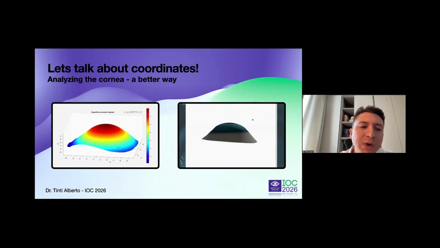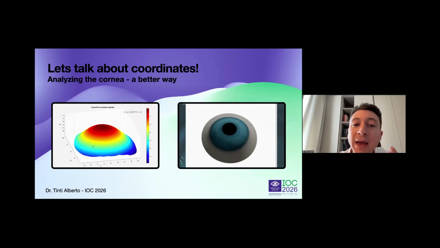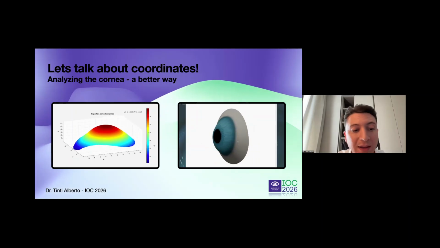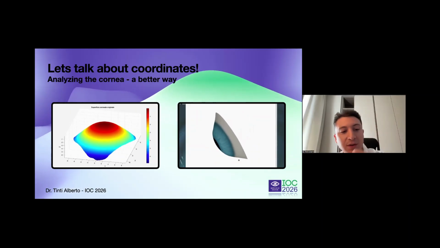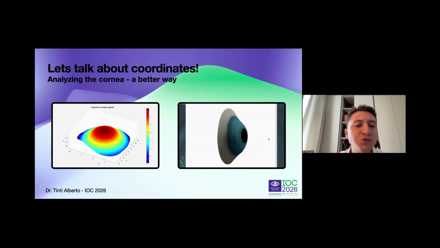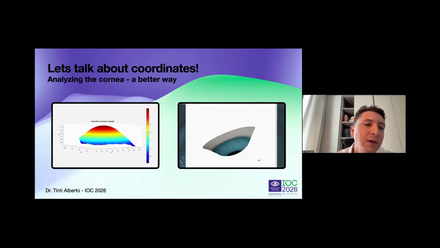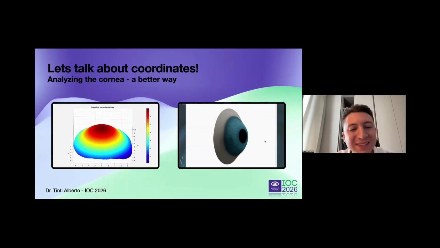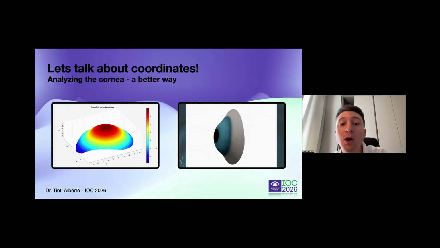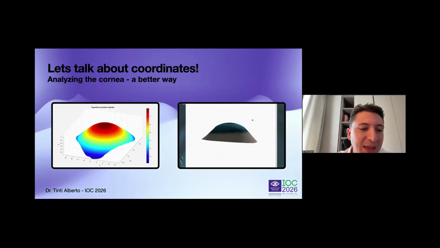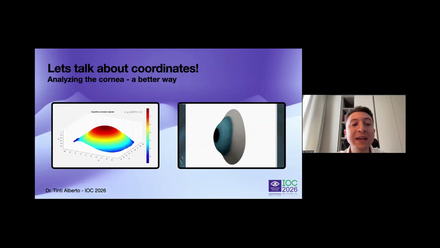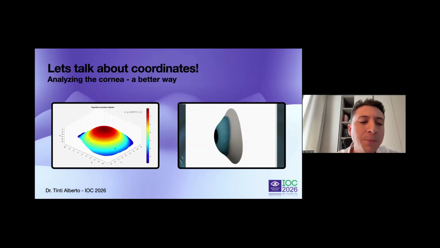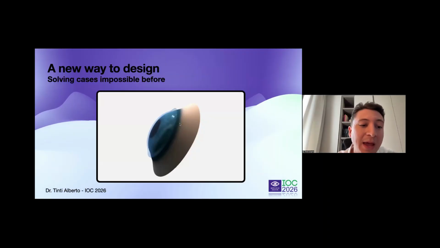the real question is, do we have enough information to design a better lens? Well, the answer is yes, because all the data we need is already there in the elevation maps. On the left here, you can see the raw data points, the actual coordinates acquired by the topographer. This is a precise representation of the corneal geometry. On the right, we translate these coordinates into a 3D model of the eye, basically a virtual cornea. And once we have this, we can design a lens that truly follows the shape of the eye. So it's not anymore an approximation, but a real geometry match.